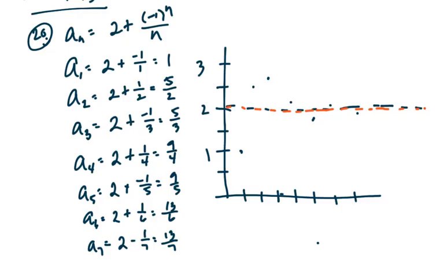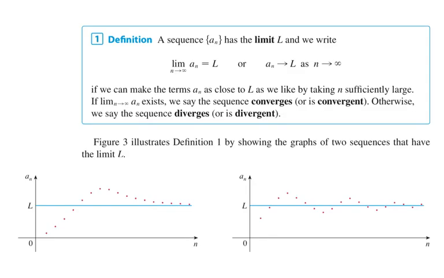Now, the reason I wanted you to see what a graph did. So here we have a definition. A sequence a sub n has the limit L, and we write the limit as n approaches infinity of a sub n equals L. We don't generally use this notation much, so it says or, this is the notation that we use. And that says if we can make the terms a n as close to L as we like by taking n sufficiently large. On the last problem, we would say that the limit is 2. It gets closer and closer to 2.